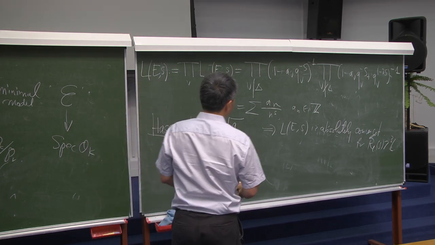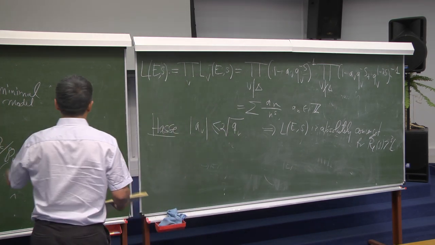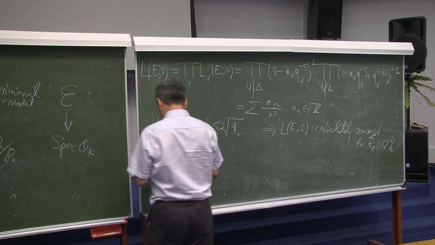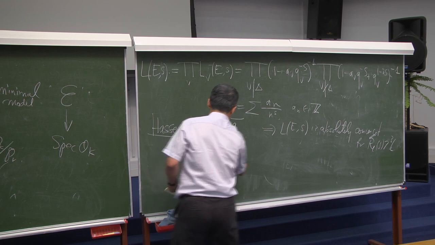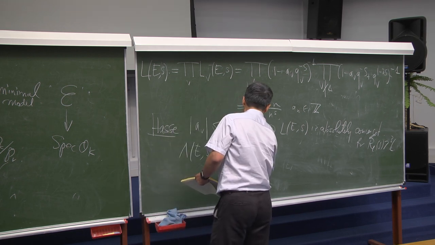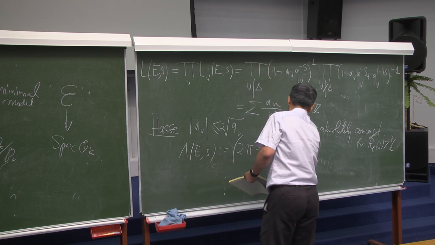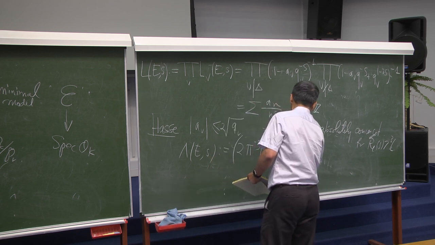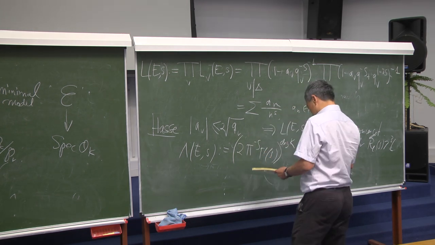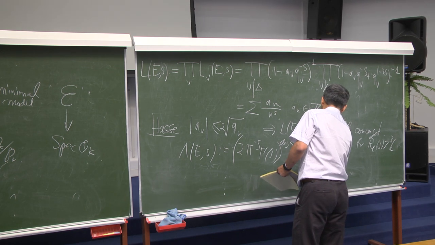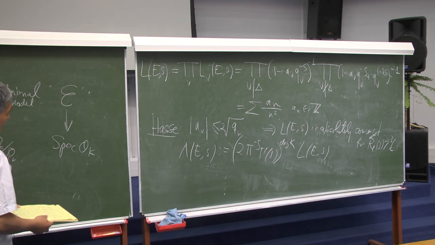And so then you can put a little bit of Archimedean place there. If you put it there, you have lambda(E,s) defined by 2 pi to the negative s, gamma of s, times L(E,s). So this is a complete L-function there.